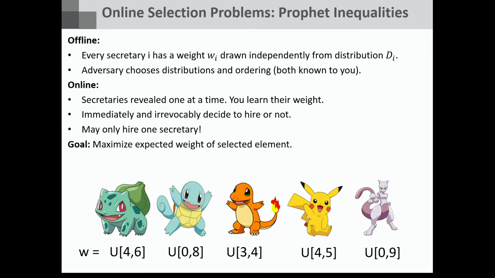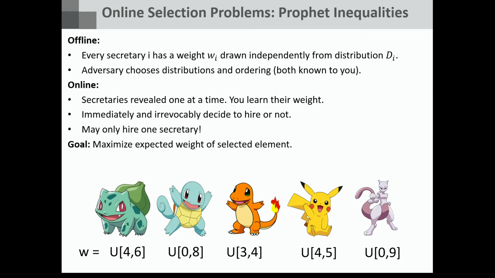Okay, and online it's exactly the same. The secretaries are revealed one at a time. You immediately and irrevocably decide whether or not to hire. And now your goal is to maximize the expected weight of the selected element. Again, just to be clear, here's one sample run. Maybe in this instance, the weights are drawn from these different uniform distributions.